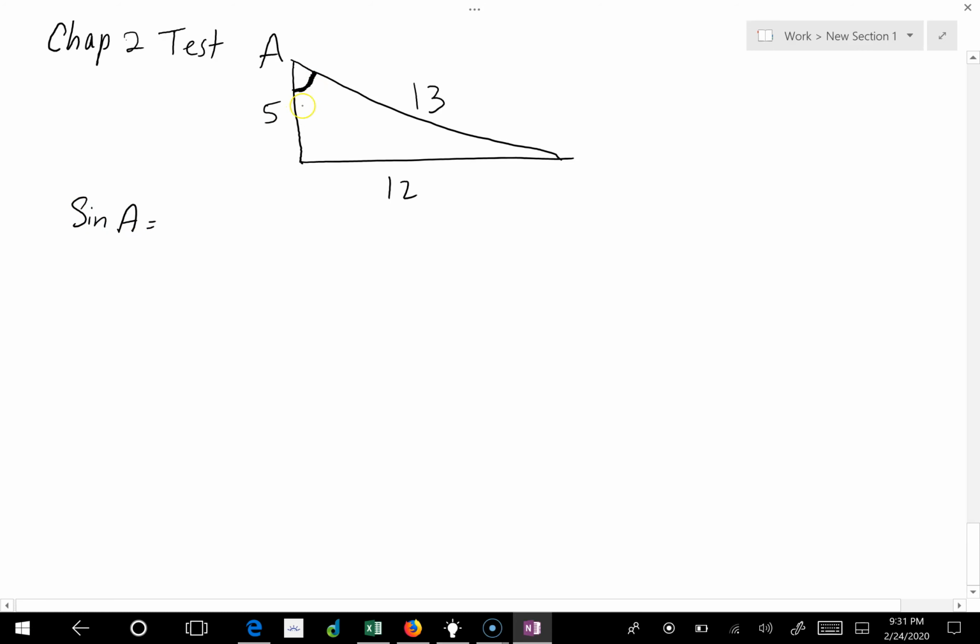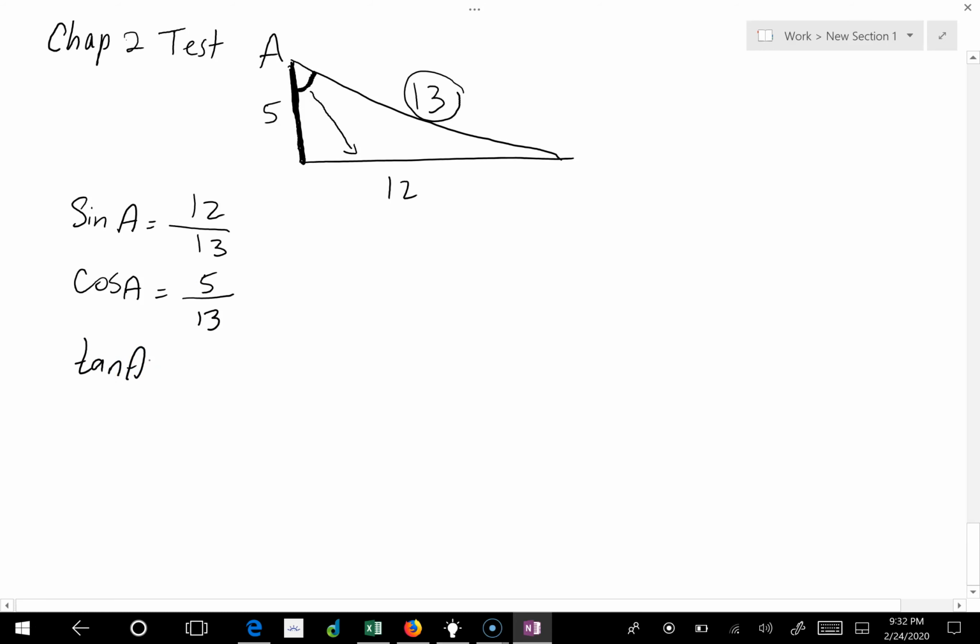Sine A is opposite. Opposite of this angle is this one, 12, over hypotenuse, that is 13. Cosine A, and it doesn't say anything about the coordinates, so it's just finding the appropriate sine and cosine and other functions of the triangle. Adjacent to A is this one, because that's adjacent to A. So that's 5 over 13.